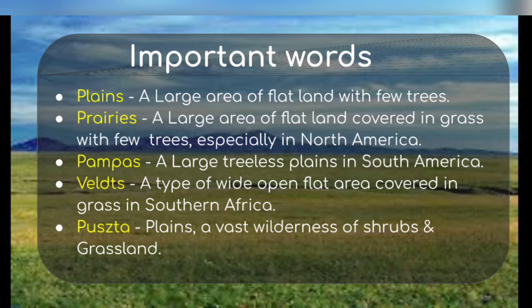Plains, a large area of flat land with few trees. Prairies, a large area of flat land covered in grass with few trees, especially in North America. Pampas, large treeless plains in South America. Veld, a type of wide open flat area covered in grass in southern Africa. Pusta, plains, a vast wilderness of shrubs and grassland.